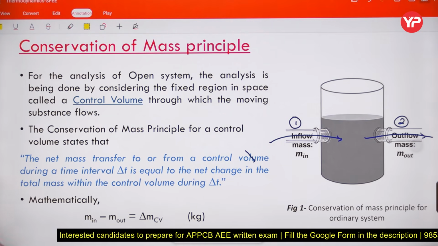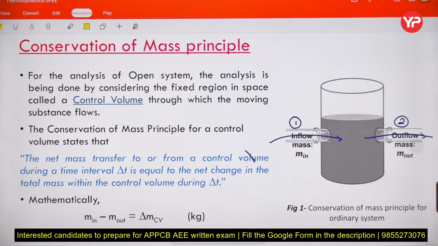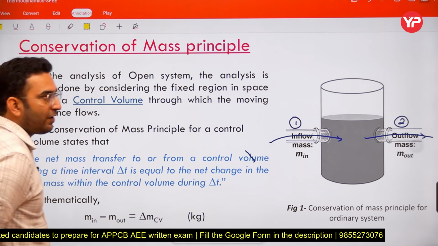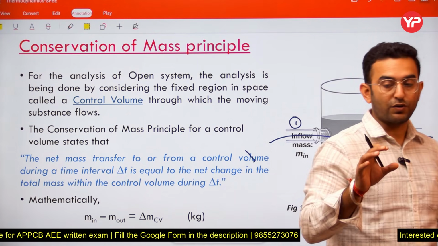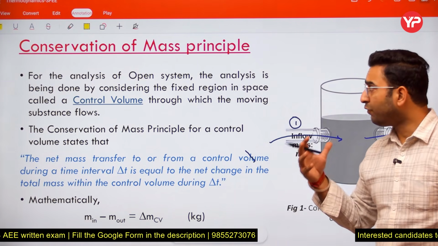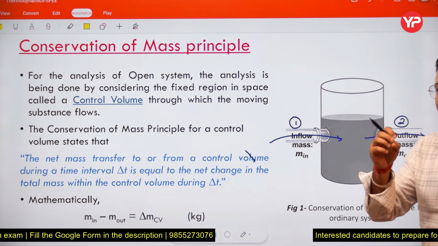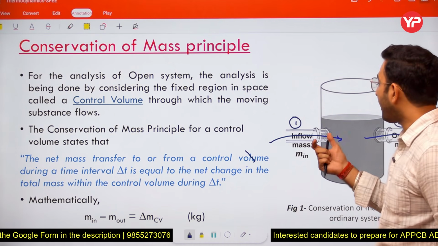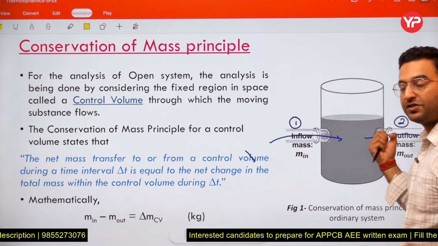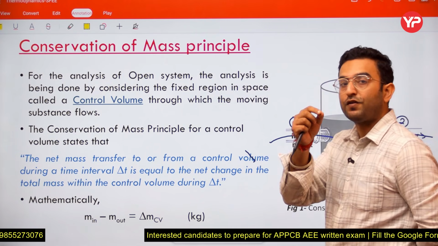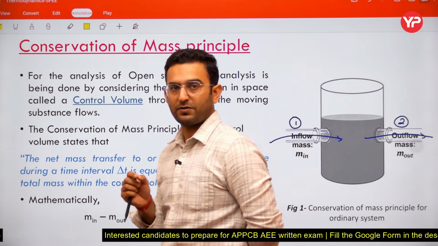Okay, now just see, we have to apply the conservation of mass principle. So first of all, whenever you are dealing with any system in which we have to apply the first law of thermodynamics, and that system is an open system, or in which there is a mass flow rate into the system or out of the system, in that case we have to define a fixed region in the space.